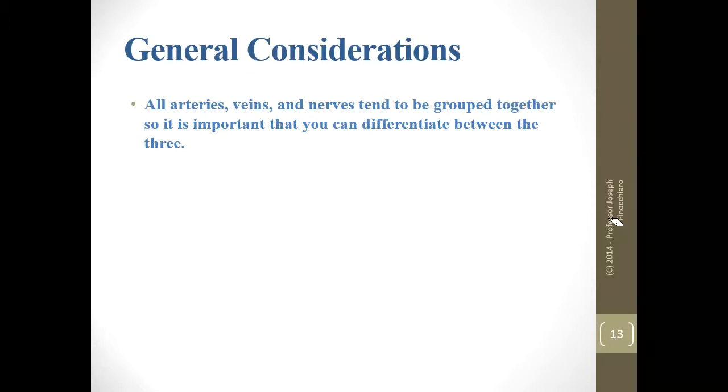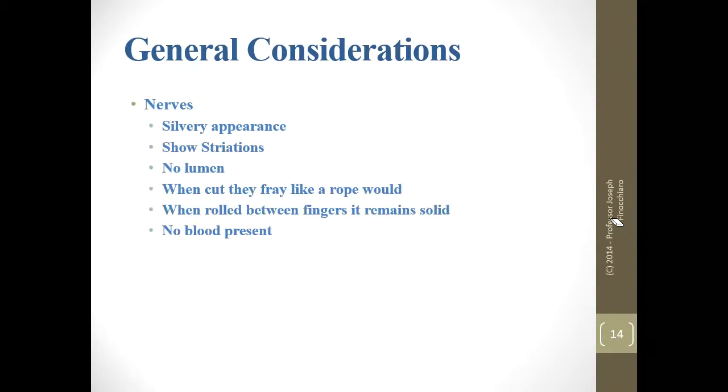All arteries, veins, and nerves tend to be grouped together, so it's important that you can differentiate between the three. This is something that you will perfect throughout your time as an intern or as a resident. If you're already working on a pre-employment apprenticeship, this is one of the factors you should be paying attention to. If you only get to do a couple things in lab, the most important things that you can do is recognize a vein, a nerve, and an artery by sight, then by feel.